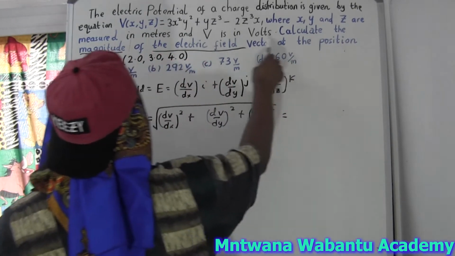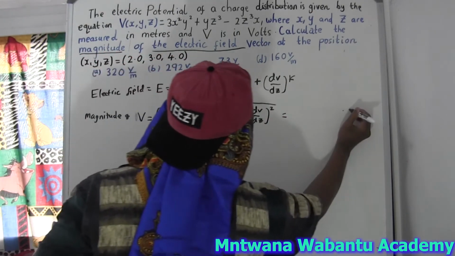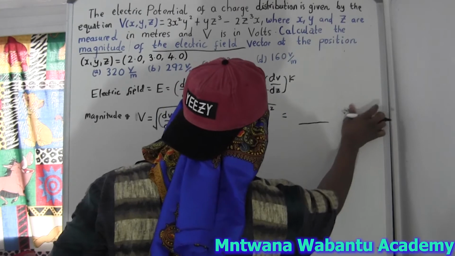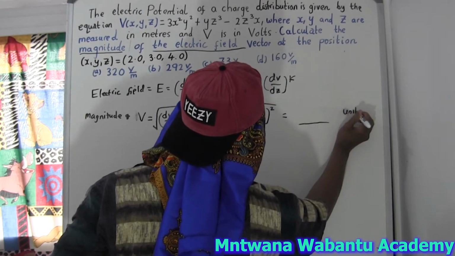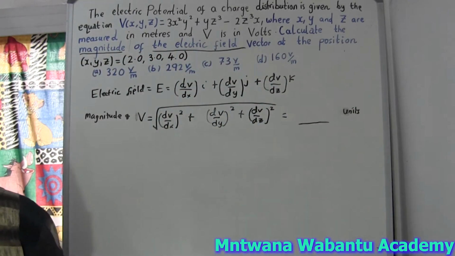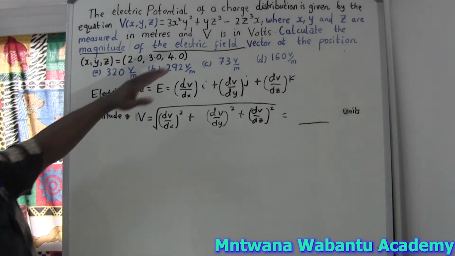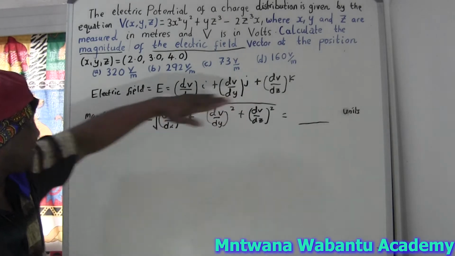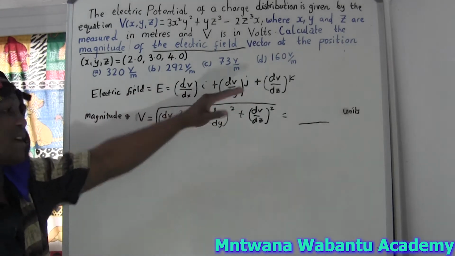So whatever we get, they say it's in meters, so it's going to be measured in that unit. Or you can say units, because this is a general formula. If it's centimeters, we say centimeters, meters, whatever we have. You know what I'm saying? So take your function and change it to the electric field, but in vector form.